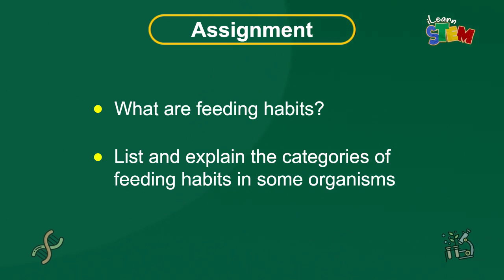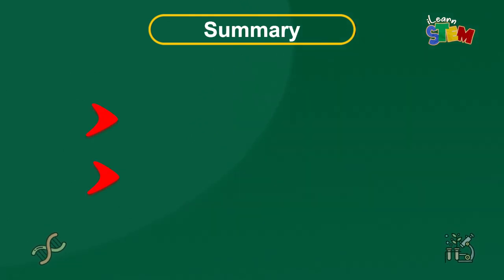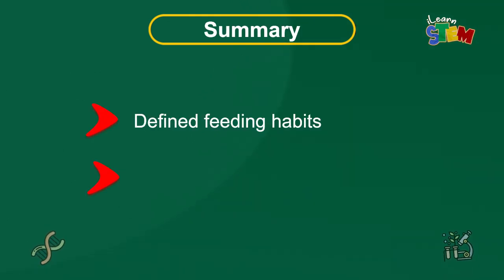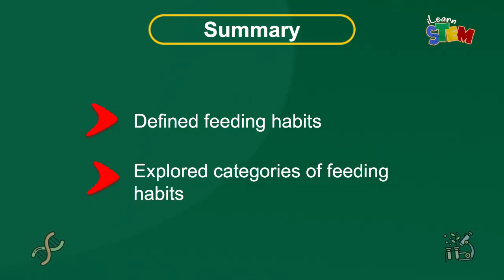Now, let's look at what we've learned in today's class. We defined feeding habits. Then we explored categories of feeding habits. We have come to the end of the digestive system and the feeding habits and mechanisms of animals.